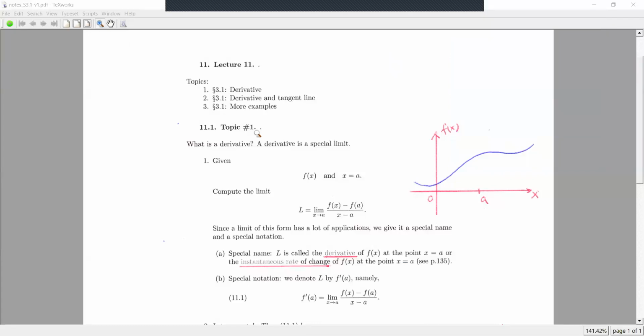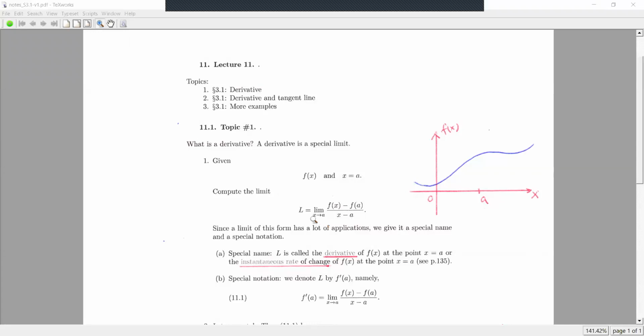Topic 1, you may have heard about derivatives. Then, what is a derivative? A derivative is a limit, a special limit. Given a function f and a point a on the x-axis, we compute this limit: function minus function value at point a over x minus a.